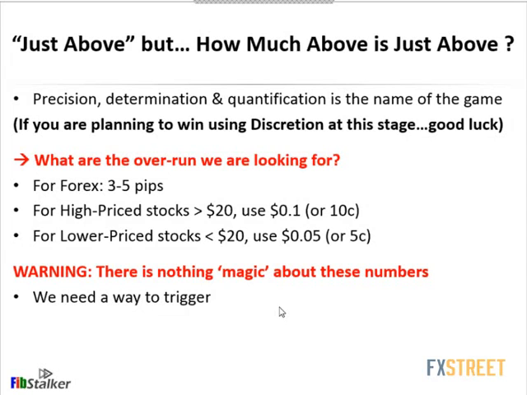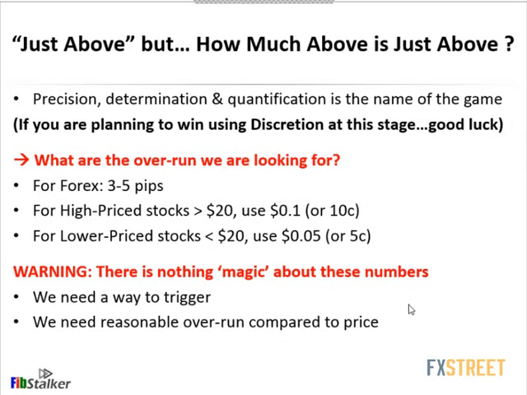So we need a way to trigger. That's why we need these numbers. We need a reasonable overrun or confirmation, over and above for longs and below for shorts, the entry levels we identify, and of course that level has to be compared to price. So that's why for high price stocks we have a different overrun, and they work just right. But as always, you have to test them.